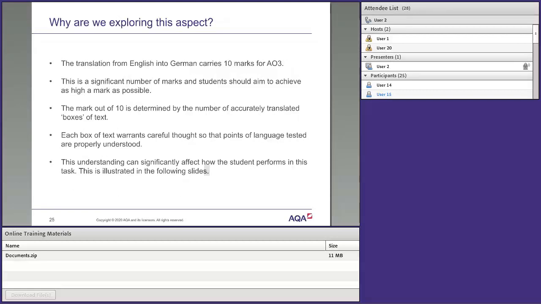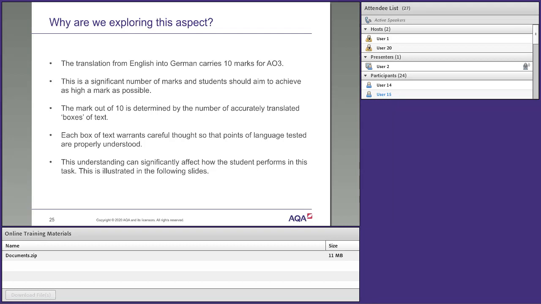So why are we exploring this aspect then? The translation from English into German carries 10 marks for AO3, so a significant number of marks, and students should obviously aim to achieve as high a mark as possible. The mark out of 10 is determined by the number of accurately translated boxes of text. So the text is divided up into chunks, and they get a mark for each chunk. Each box of text warrants careful thought, so that the points of language tested are properly understood.